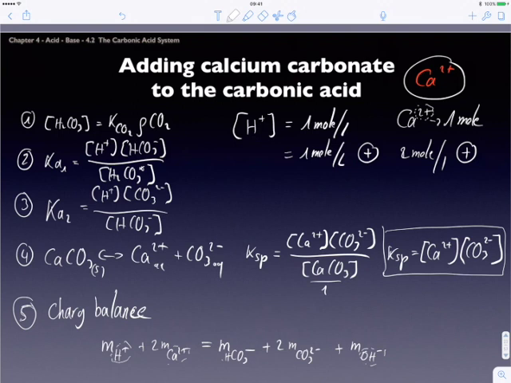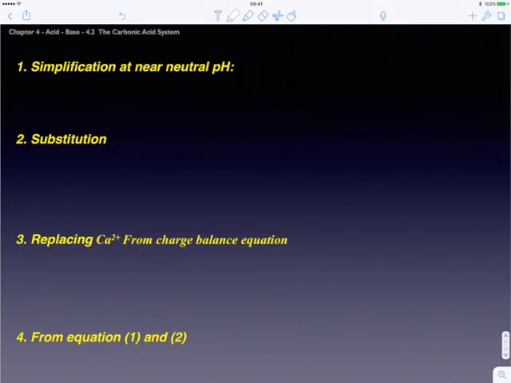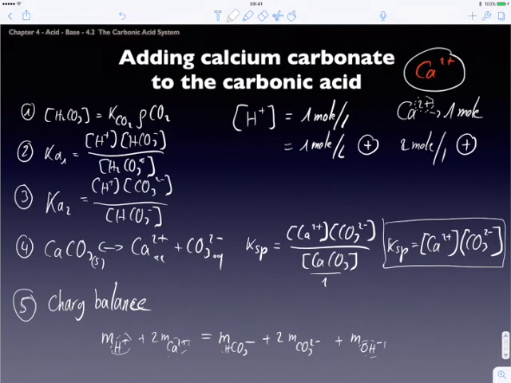So now let's combine those different equations to, for example, express the pH of a solution in equilibrium with calcium carbonate. The first thing, you're going to take the simplification of the near neutral pH. Why is this? When you have a charge balance here, missing an E here.